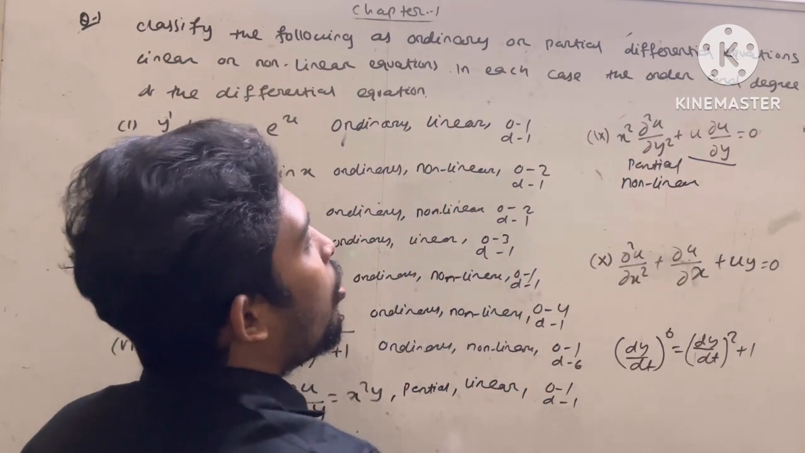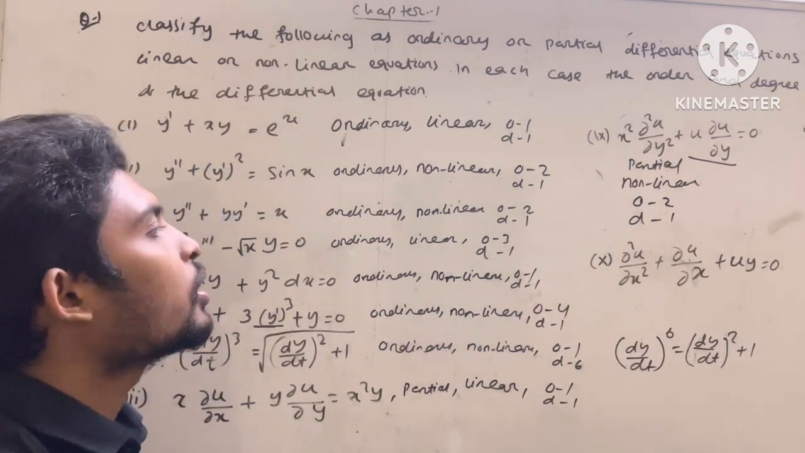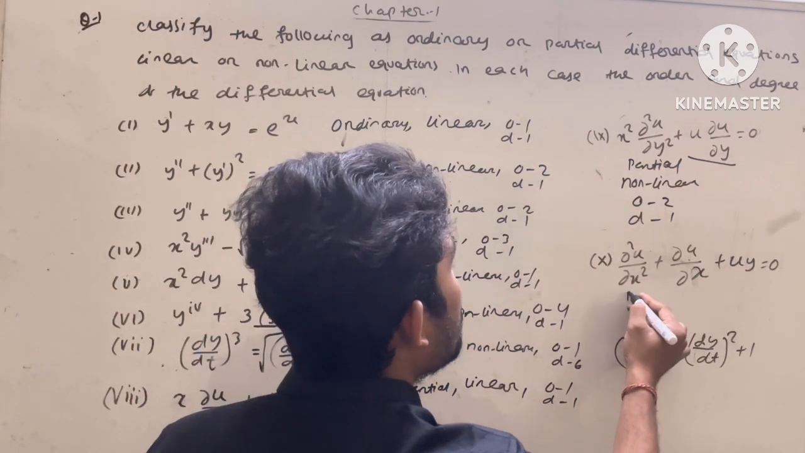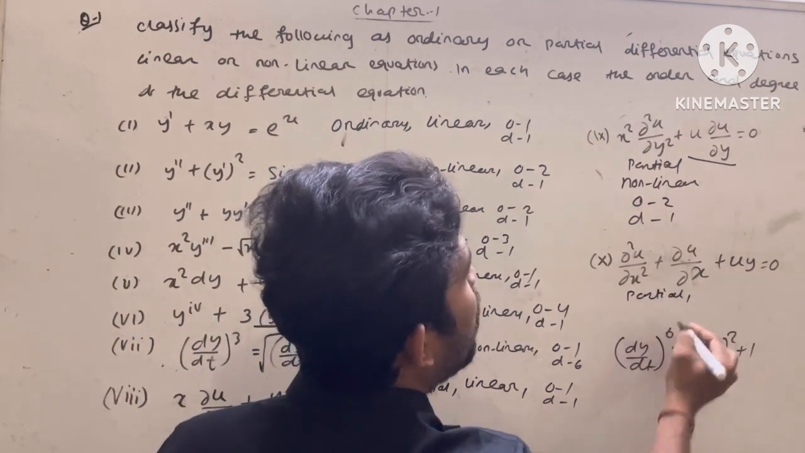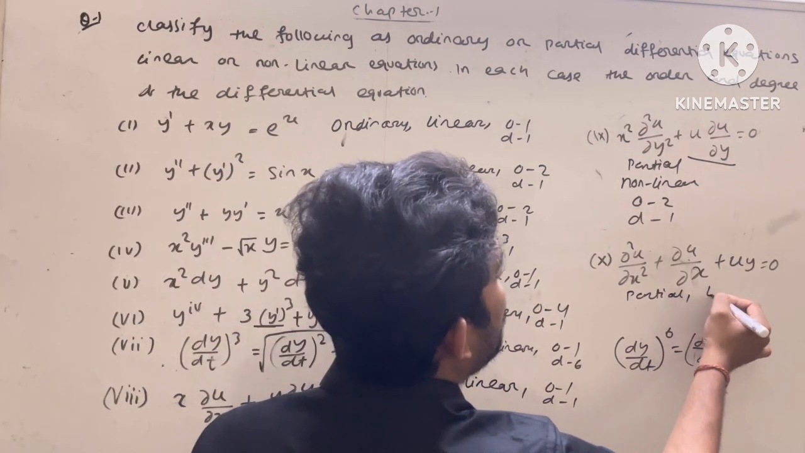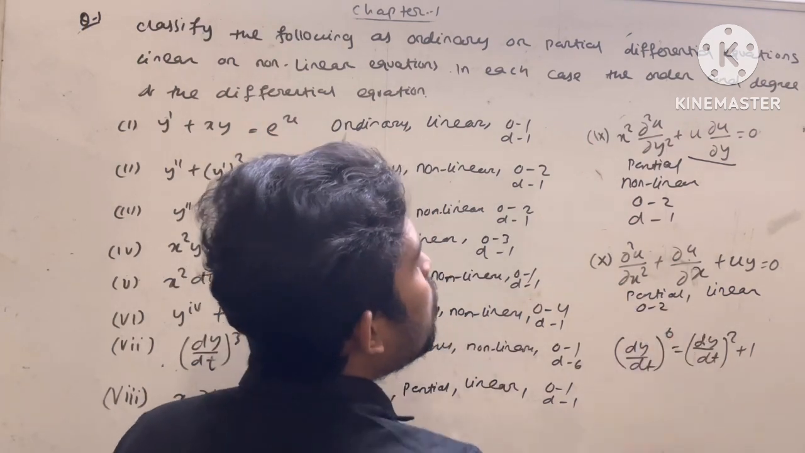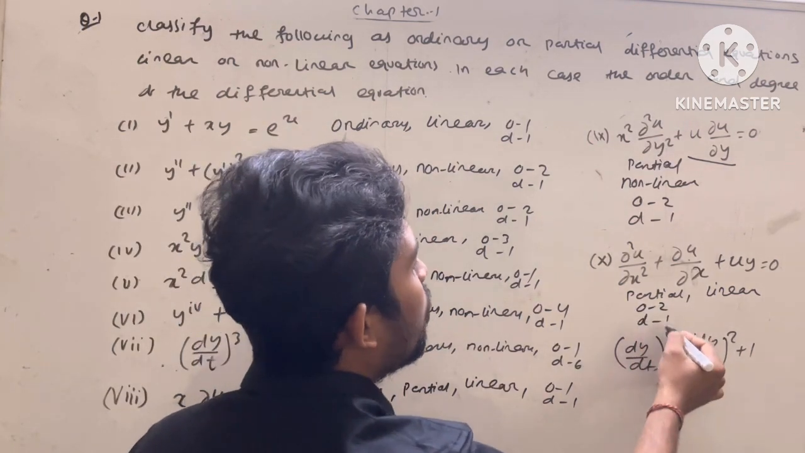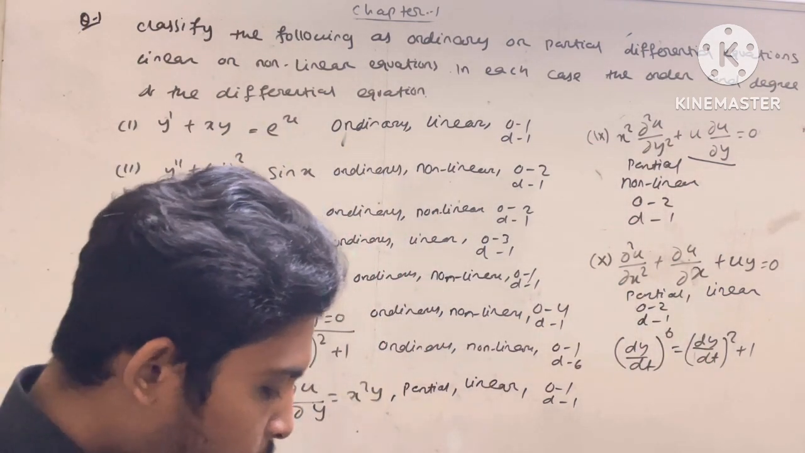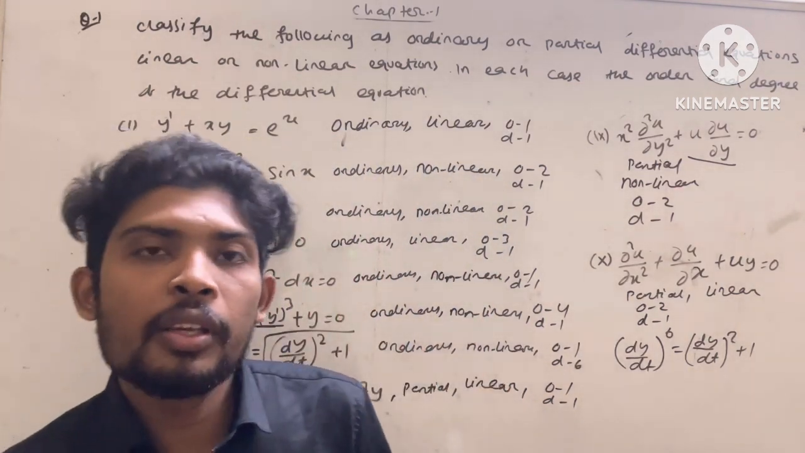And order is 2, degree, its power is 1. So order is 2, degree is 1. So this is also partial. Okay, it is linear or non-linear? Del square, it is linear, no doubt. It is linear. Its order is 2 and degree is 1. I hope you have understood all the problems that are given here.